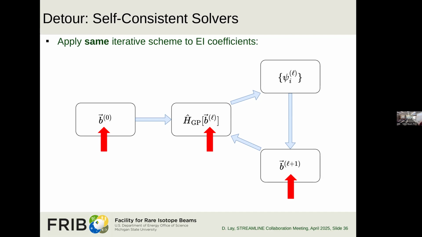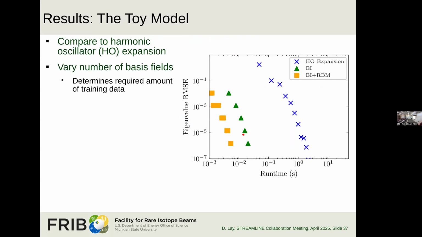What you can do is you can actually apply this same iterative scheme to your expansion coefficients. You start with some initial guess for the expansion coefficients, make your approximate Hamiltonian, diagonalize it, and recompute those expansion coefficients using the density and the wave functions from your diagonalization. And then you repeat this until the expansion coefficients converge. So then you can do that.